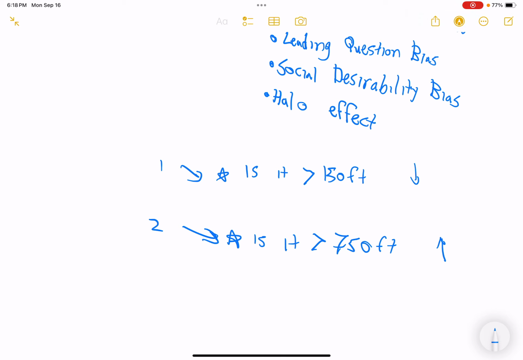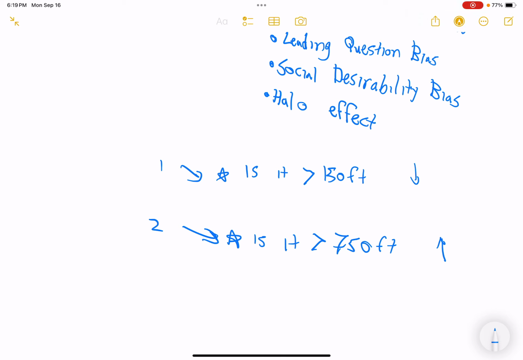Because what that does is it offers parameters for the people taking your survey to think around, right? They're like, oh, it's probably close to 150 feet, versus, oh, it's probably close to 700 feet. So that's a form of leading question bias. You'll see moving forward on slide 16, we give those medians.